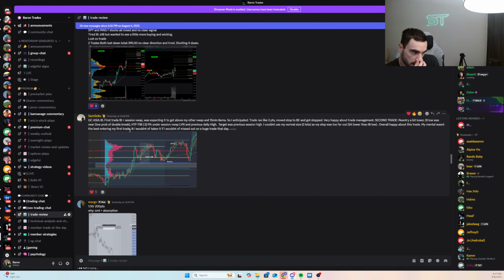GCH IB, first trade IB plus session VWAP. Was expecting to get a little above my other VWAP and 15-minute 8 EMA, so I anticipated trend. Ran like 3 points. Moved stop to break even and got stopped. Very happy about trade management. Second trade, re-entry a bit lower. IB low was near, low probability of double break, high time frame fib 0.5, PA under session VWAP, low volume, no previous day high. Target was previous session high.